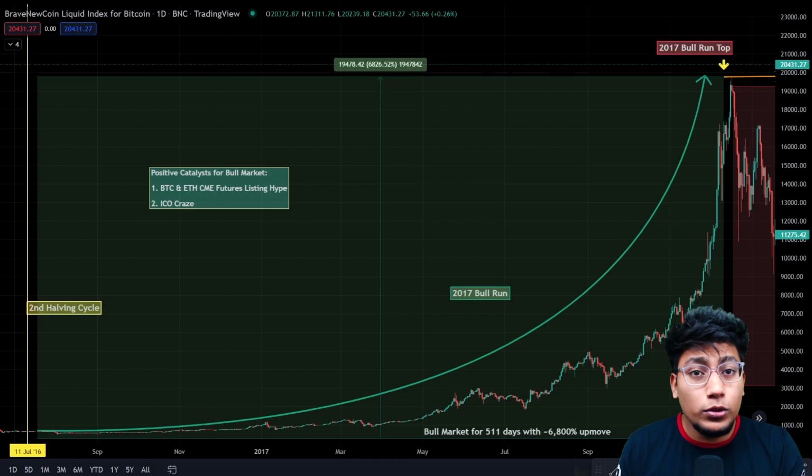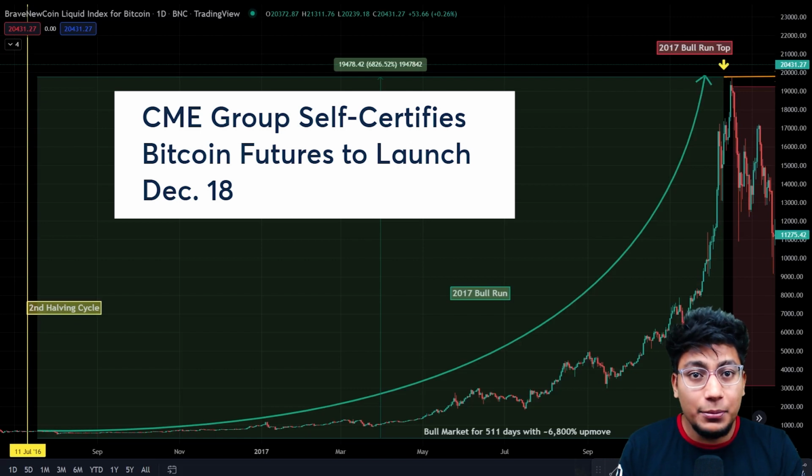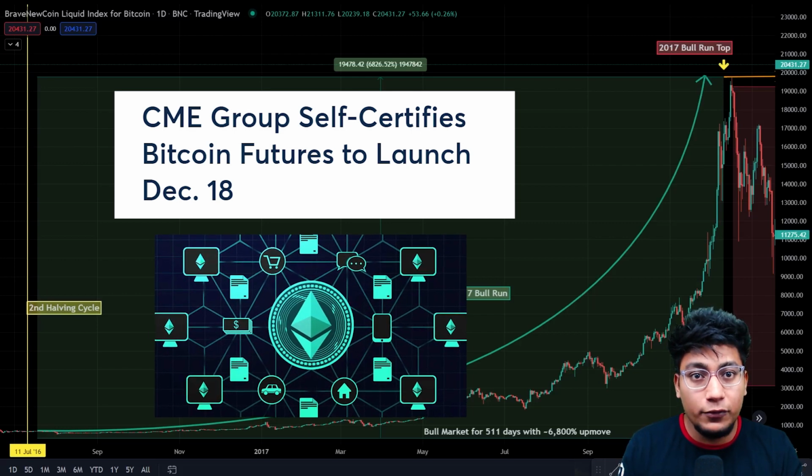Another thing, what were the positive catalysts for the bull run? There were two things. First thing, BTC and Ethereum CME futures listing hype. That means there was a marketplace which was going to start the derivatives market for cryptocurrencies. Second thing was the ICO craze. There were a lot of tokens coming out in the market which were built on the Ethereum blockchain, and we used to call them ERC20 tokens. So the hype of both things pushed the market up.